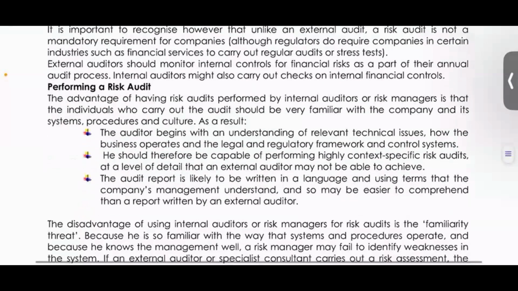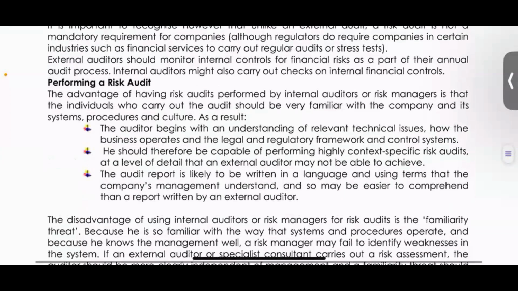Should I go ahead? Yeah, so just with performing a risk audit is by external.